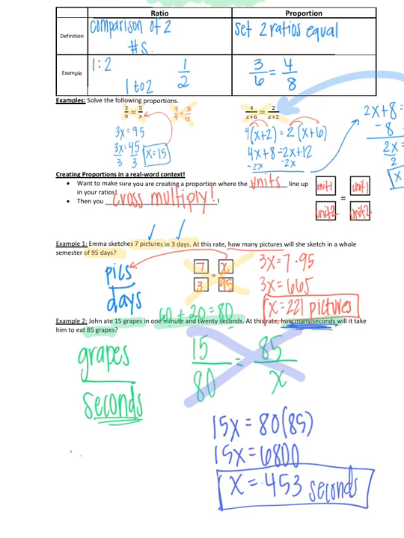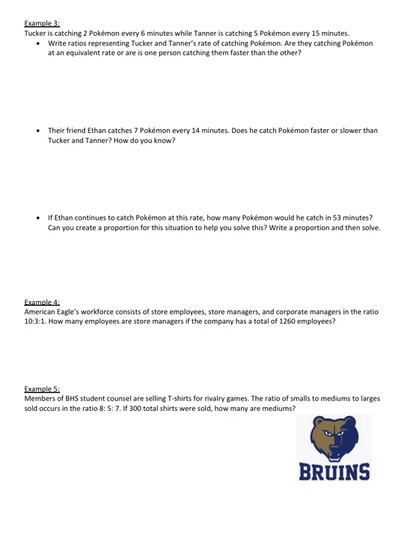Let's flip it over and try out this back page. On this back page, we're going to continue to look at ratios and proportions. We're going to start out here talking about Tucker and his comparison with Tanner collecting Pokemon. So we know this problem tells us that Tucker is catching 2 Pokemon in 6 minutes. Tanner is catching 5 Pokemon in 15 minutes. Write ratios representing Tucker and Tanner's rate of catching Pokemon, and we want to figure out, are they catching Pokemon at an equivalent rate, or is one person catching them faster than the other?